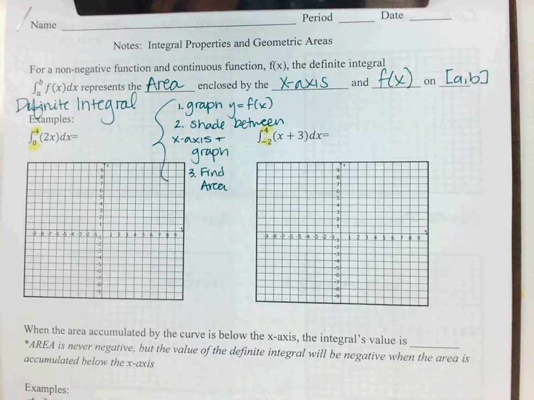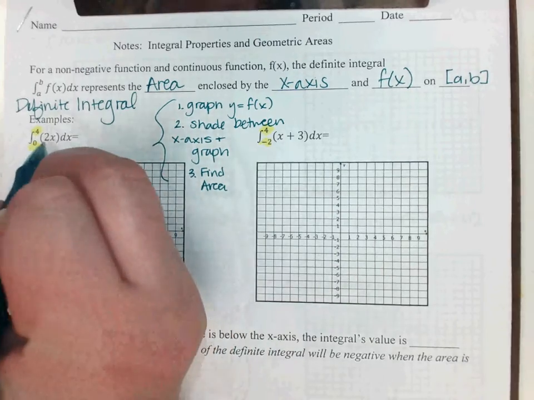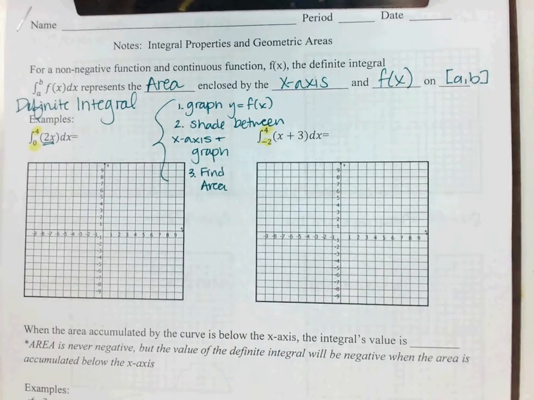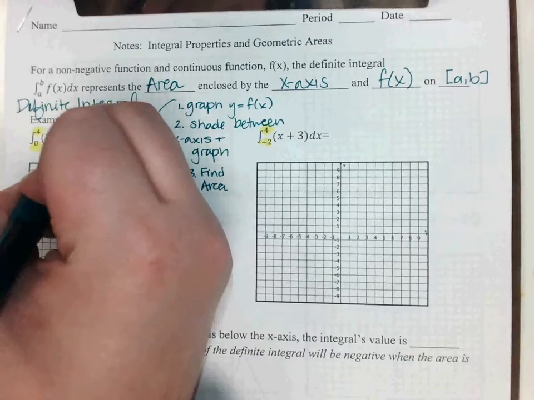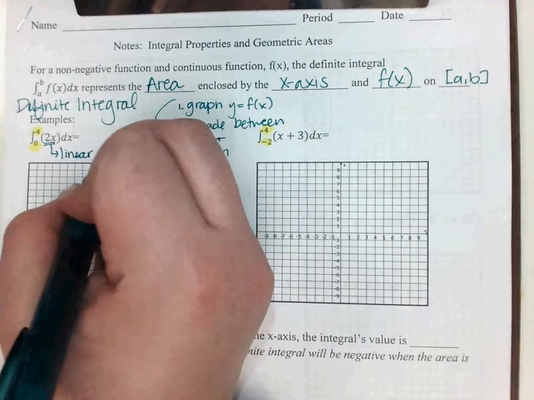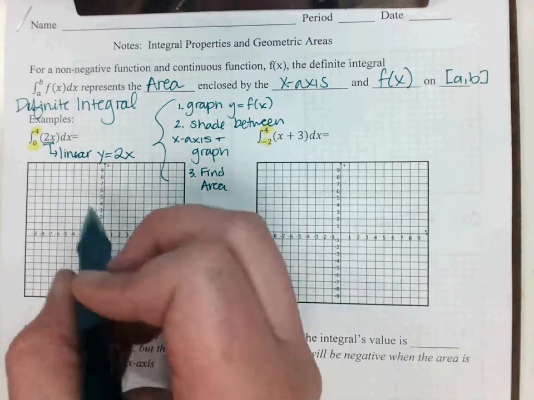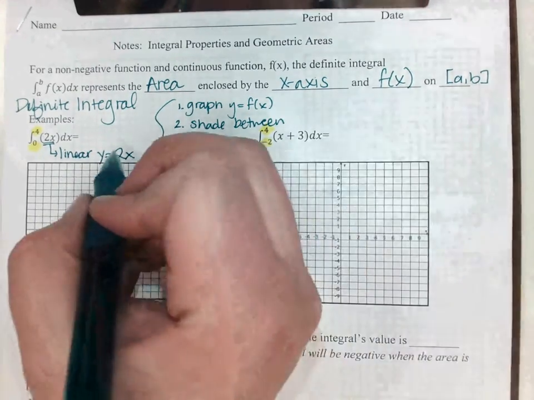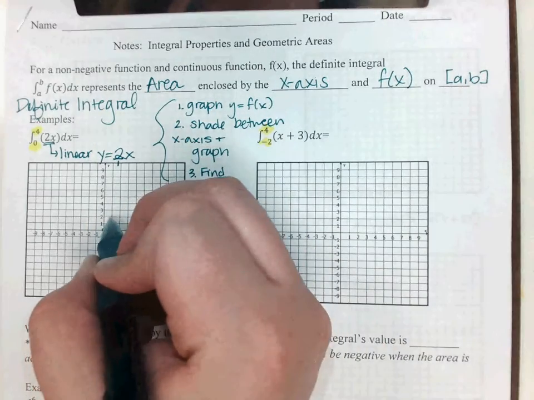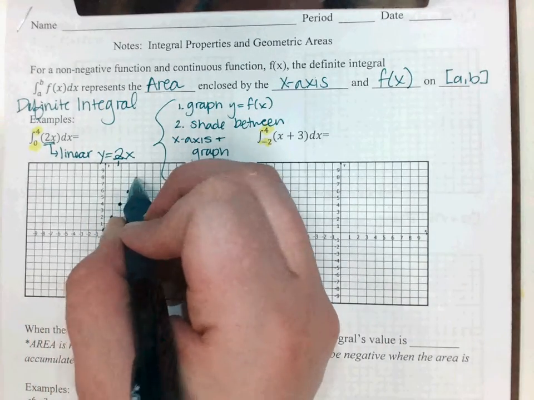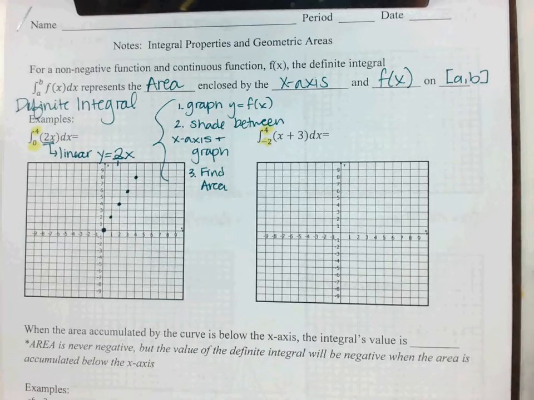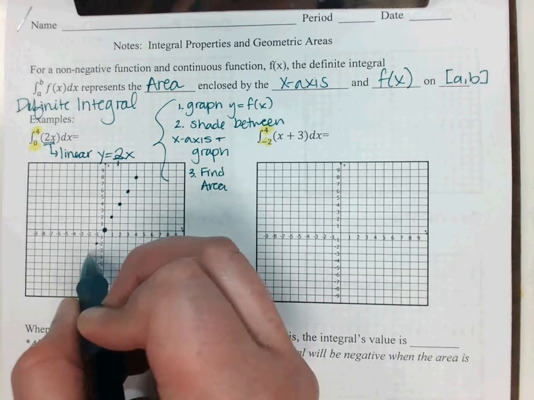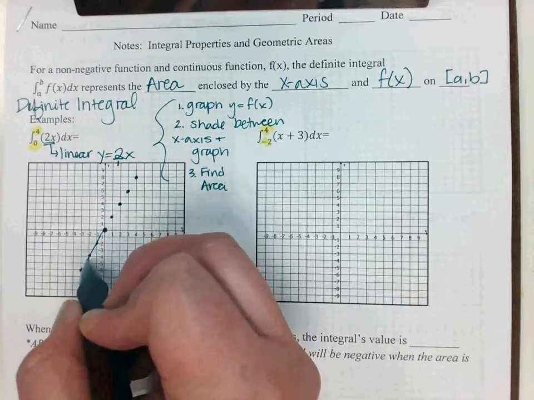Okay, so we're ready to do number 1. What is my equation? Look in the middle. 2x. What does y equals 2x look like? Okay, it's linear. It starts where? At 0, 0. What's the slope? 2 over 1. So I'm going to count up 2 over 1, up 2 over 1, up 2 over 1, up 2 over 1. Then I can go the other way, down 2 backwards 1, down 2 backwards 1, down 2 backwards 1. There we go.